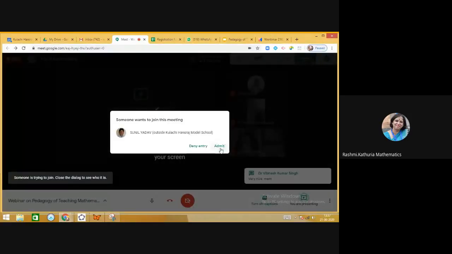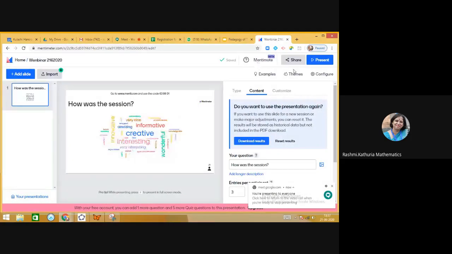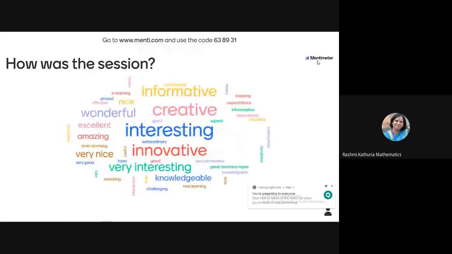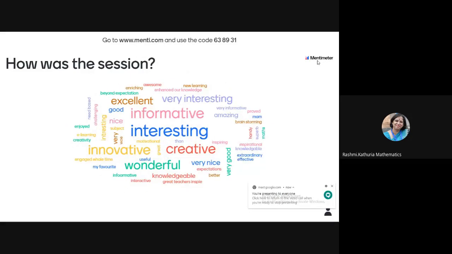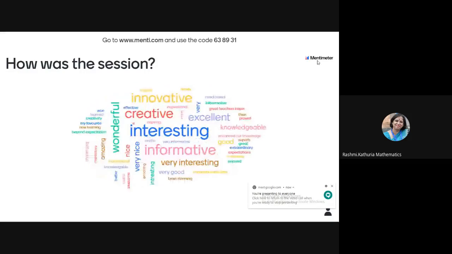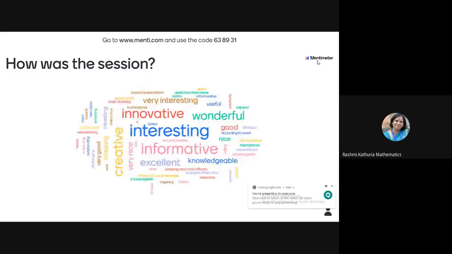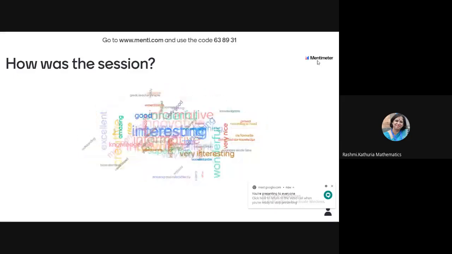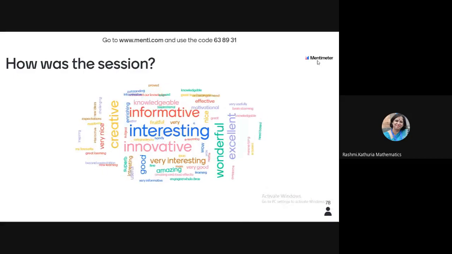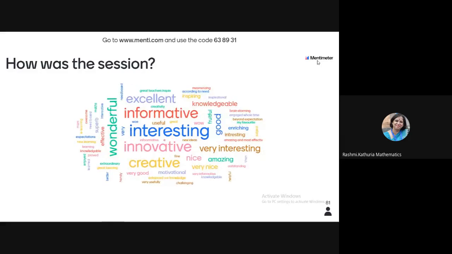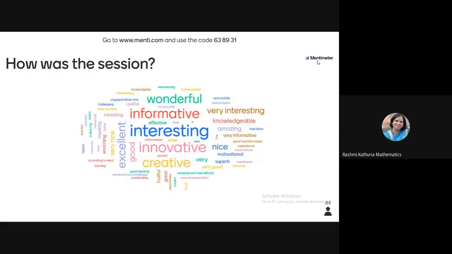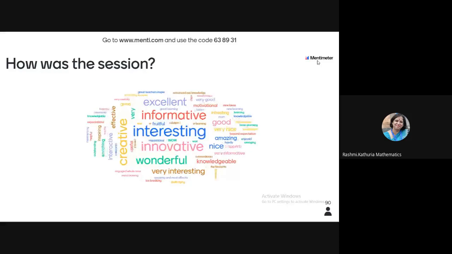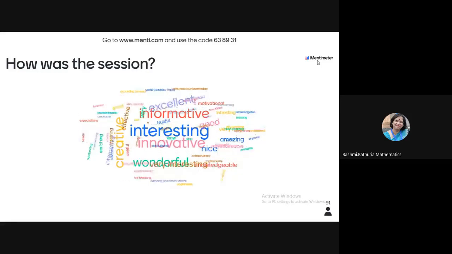Okay, so here is the screen. Just see how it is appearing. Informative, wonderful, very nice, effective, creative, better, learn new things, engaged whole time, great, brainstorming, amazing. See? Informative, interesting, innovative, excellent, creative. These are the words written by many of you. The bigger words you see are the words which many of you are writing.